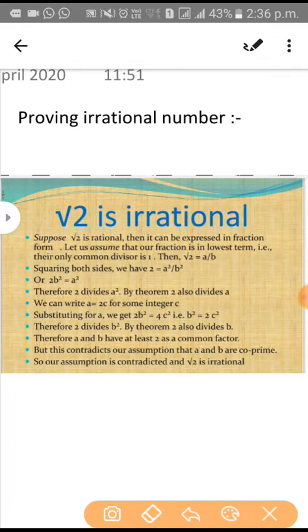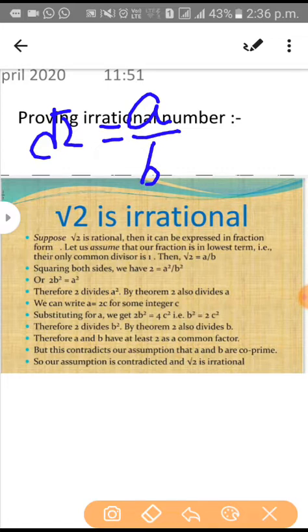Root 2 is a rational number, and we know a rational number I can write in the form of a by b, where b is not equal to 0, and a and b are co-prime. We know co-prime numbers always have one and only one common factor, namely 1. So the common factor of a and b is 1 only.